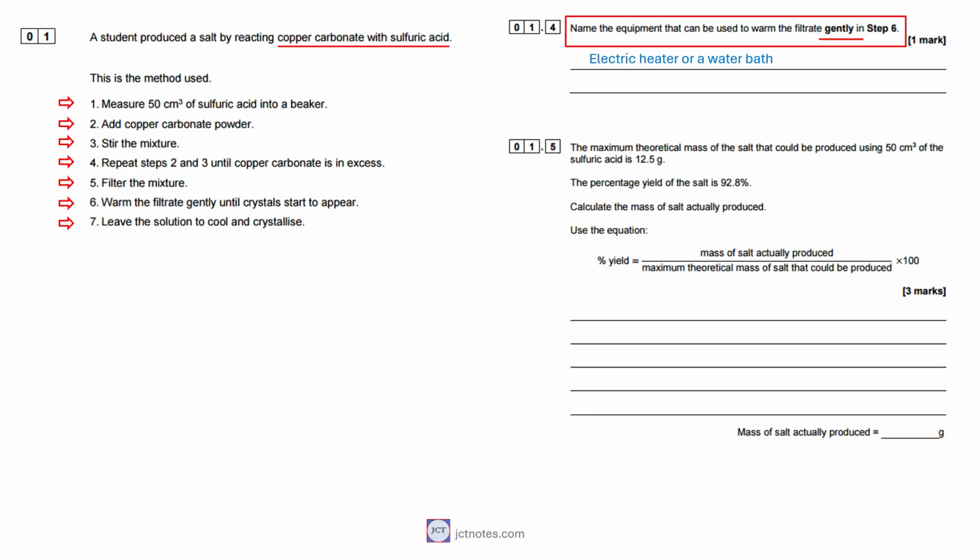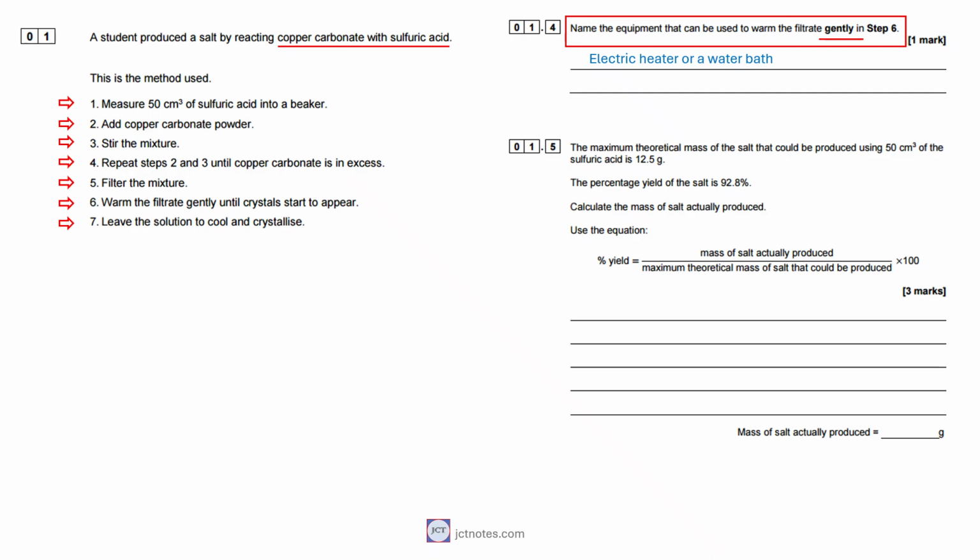Be really careful here, less than half of students got this mark because they simply wrote a Bunsen burner. The exam board rejected a Bunsen burner on its own because its flame is too intense for the gentlest heating. To get the mark using a Bunsen burner, you would have to explicitly say you were using it to heat a beaker of water, which just creates a water bath anyway.